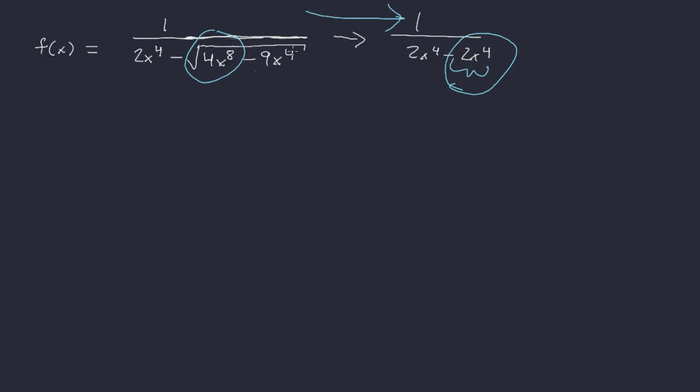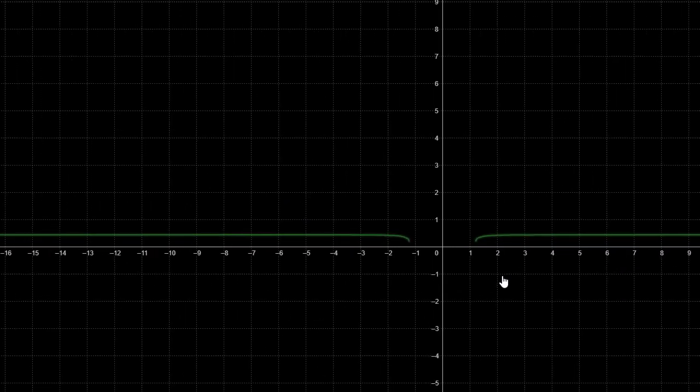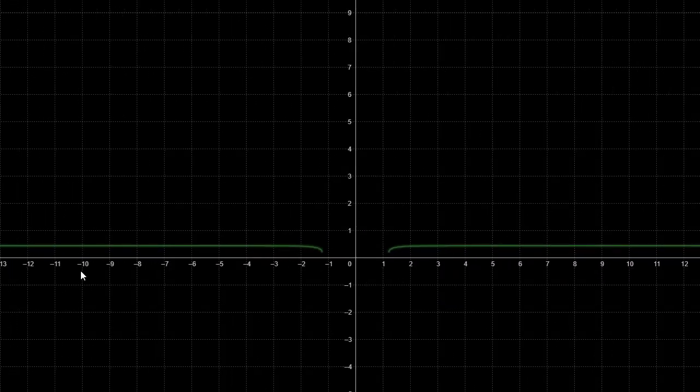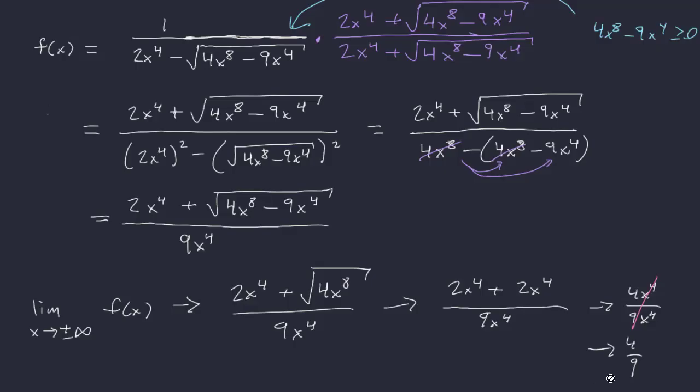So when we changed this from what was essentially an infinity minus infinity into an infinity over infinity, which is what we did here, we were actually able to find what the limit was. And if you take a look at the graph, let me zoom in on it, you can see that that's essentially what we get. Okay, we do get the horizontal asymptote at 4/9.